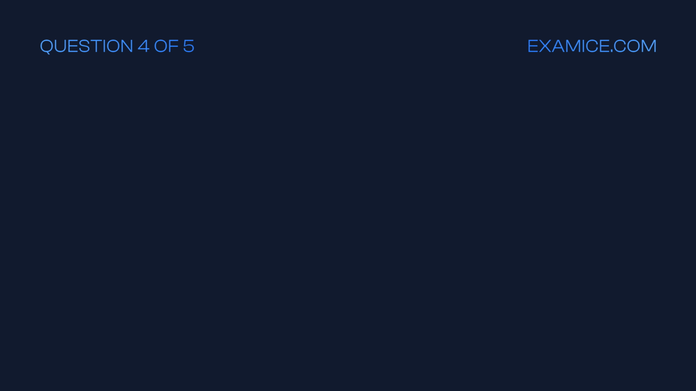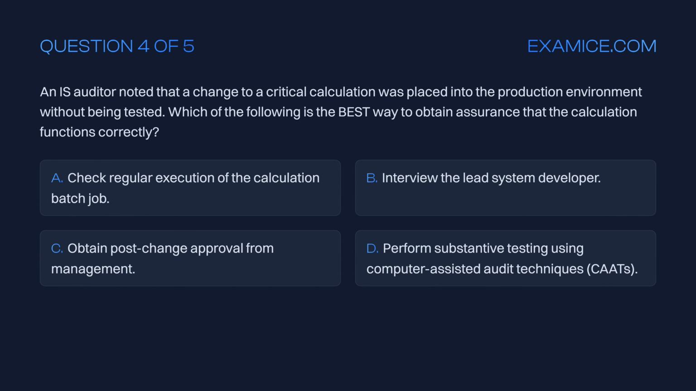Question 4. An IS auditor noted that a change to a critical calculation was placed into the production environment without being tested. Which of the following is the best way to obtain assurance that the calculation functions correctly? Option A. Check regular execution of the calculation batch job. Option B. Interview the lead system developer. Option C. Obtain post-change approval from management. Option D. Perform substantive testing using computer-assisted audit techniques.